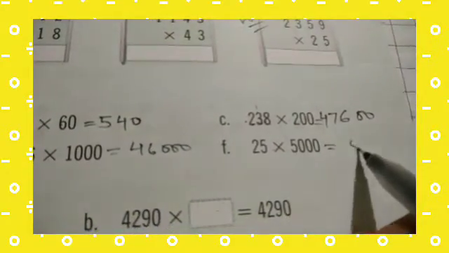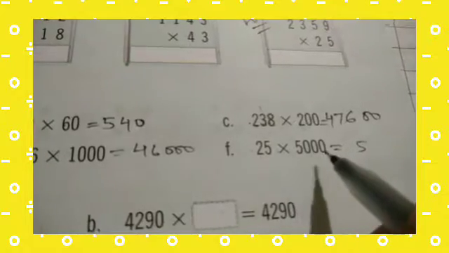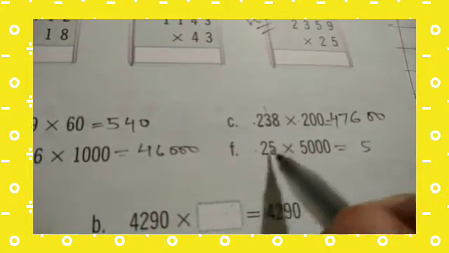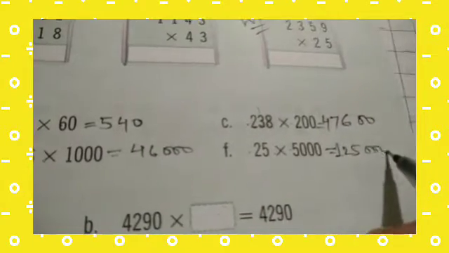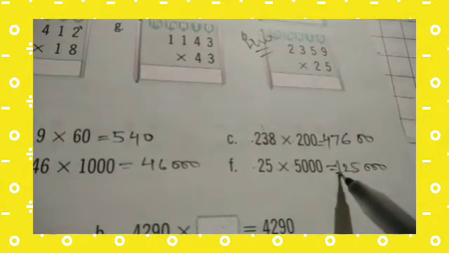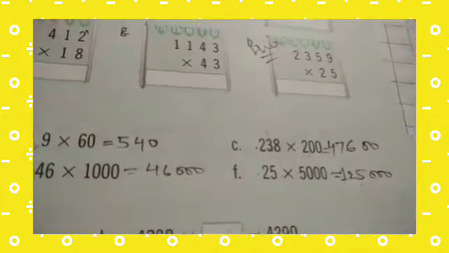5 5s are 25, 5 carry 2, 5 2s are 10, 11, 12. 5 carry 2, 5 2s are 10 and 11, 125 and 3 zeros. So 1,25,000 is our answer. Okay children, you have to do this in your homework copy.